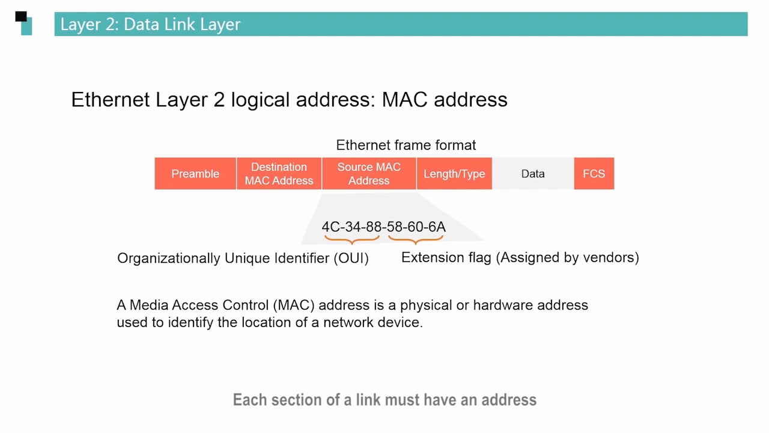Each section of a link must have an address. If it is an Ethernet link, there needs to be a MAC address. MAC addresses function as hardware addresses. For example, the MAC addresses of a computer's network interface card are burned to the network interface cards before delivery.